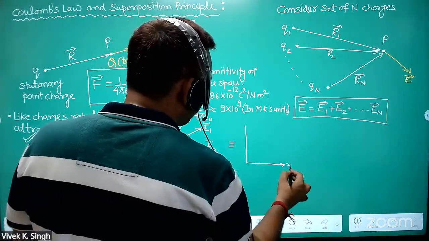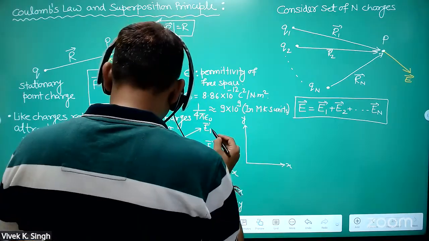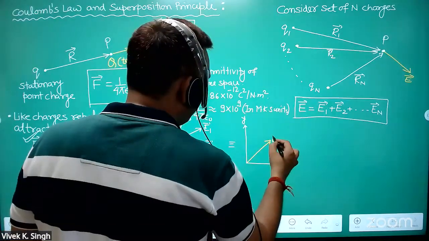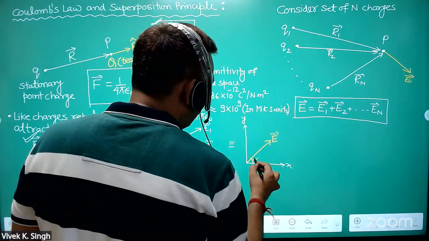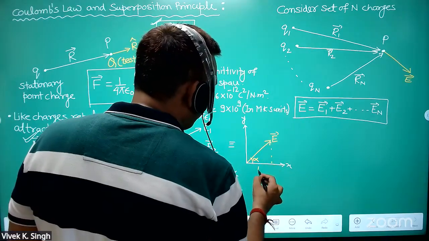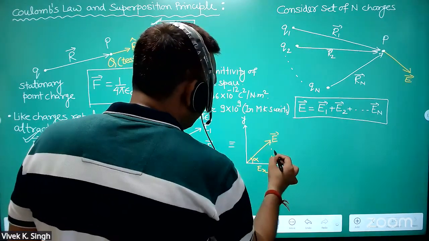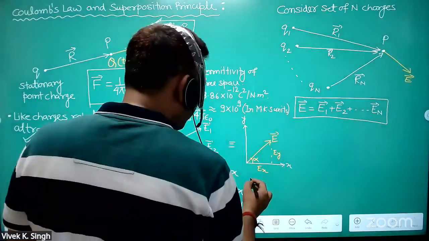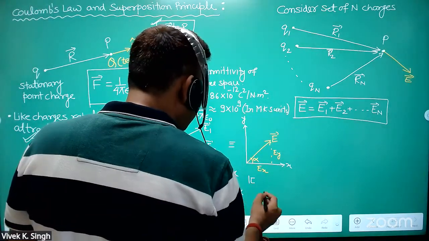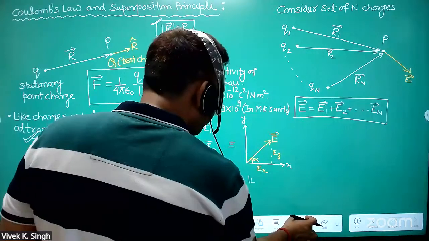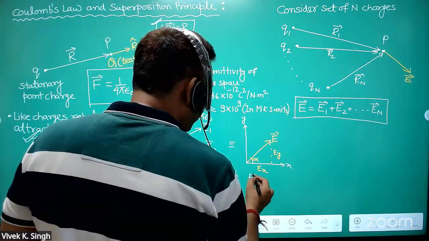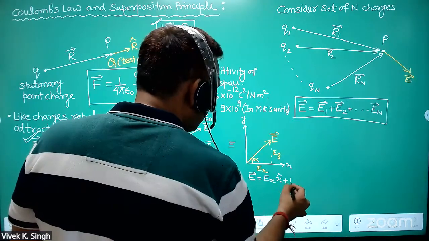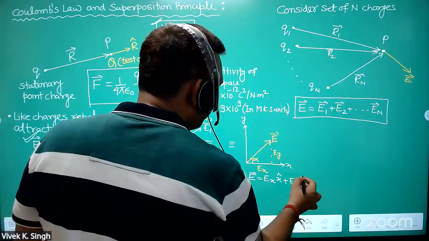So resolve it, find Ex and Ey, and then you will get your resultant field X, Y. And this resultant field is, let's say, E. And if this makes an angle alpha, so you have already calculated Ex and Ey component. So the E vector is given by Ex x cap plus Ey y cap.